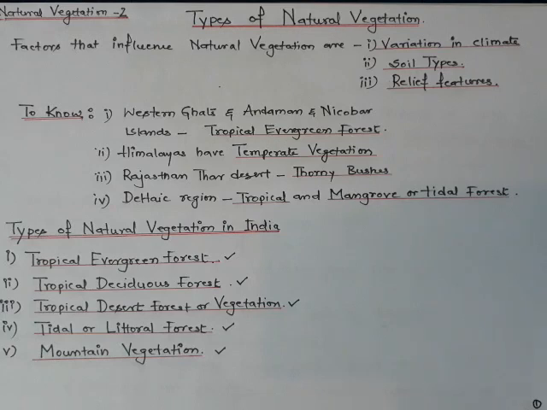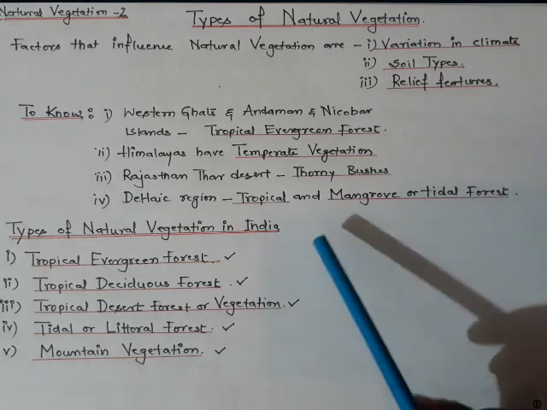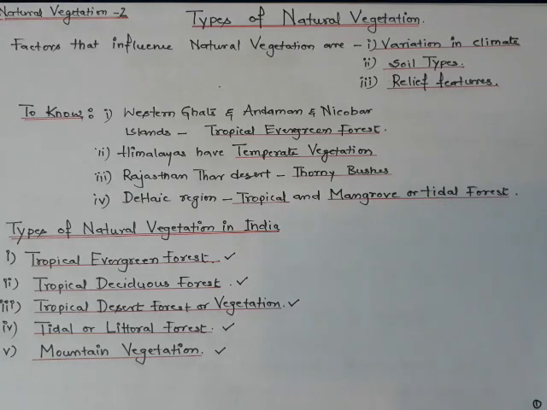Anywhere, if the rainfall is scanty, definitely the region will support desert type of vegetation with special adaptations like a thick trunk, hard stem, thorns in the place of leaves to prevent evapotranspiration. And the deltaic region has tropical and mangrove or tidal forest, where most of the time the trunk or the stem and the roots are submerged or found under water.